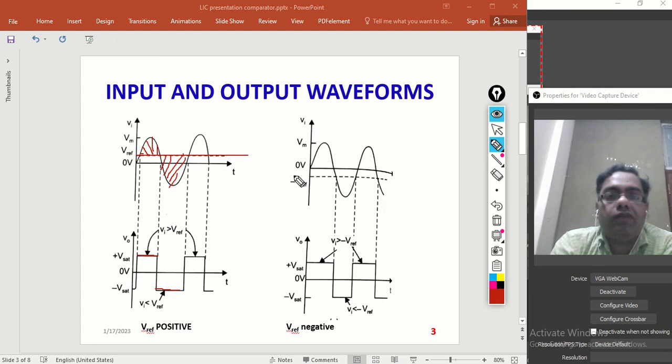Now this is when the V reference is negative. This is the V reference voltage. Here also it is the same thing. When the input is more than V reference, in this entire region, the input voltage is more than V reference, then we are getting plus V sat. And when it goes below V reference, that means this part, we are getting minus V sat. In this way we are getting the square waveform.